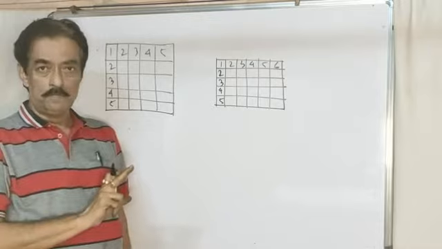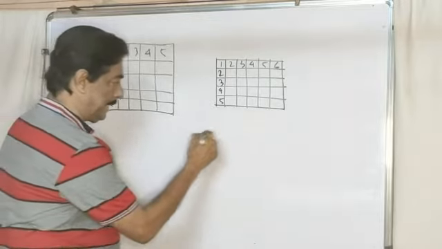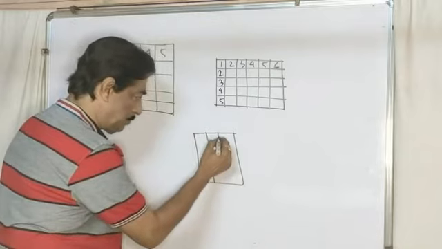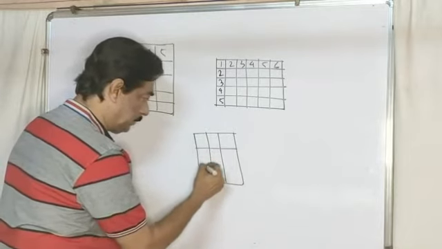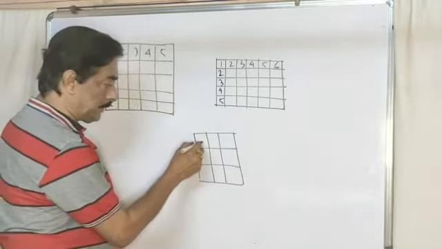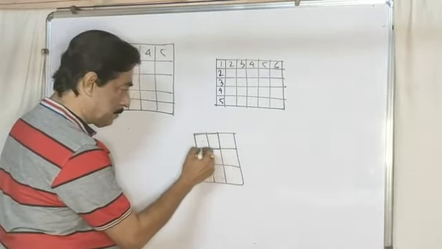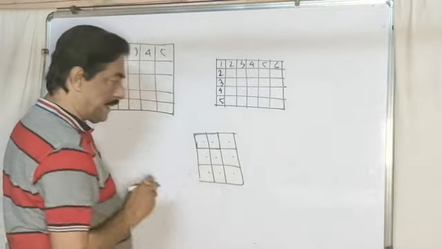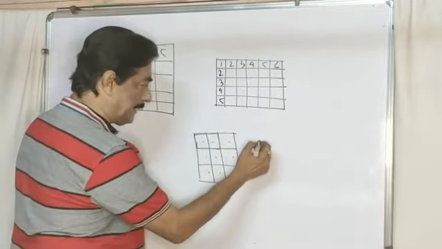Remember the condition. If I say a very small figure, 1 and 2, 1 and 2, rectangle. These are also treated as a rectangle. These are also treated as a rectangle. So 1, 2, 3, 4, 5, 6, 7, 8, 9. All are rectangles, 9. And the total number of rectangles is 10.